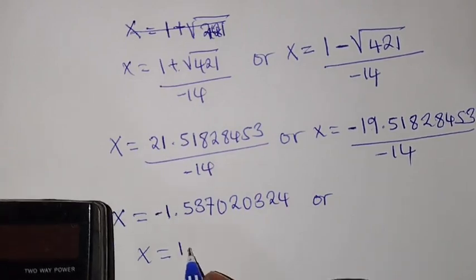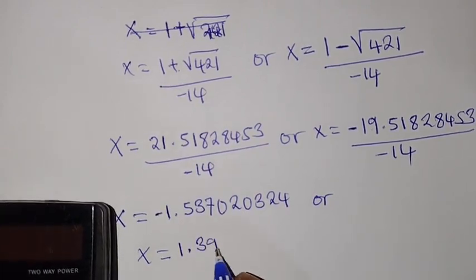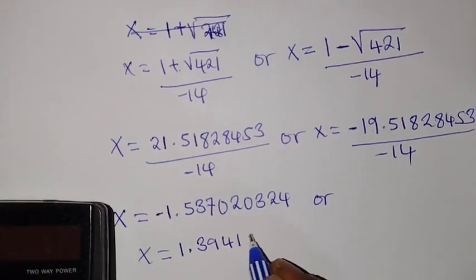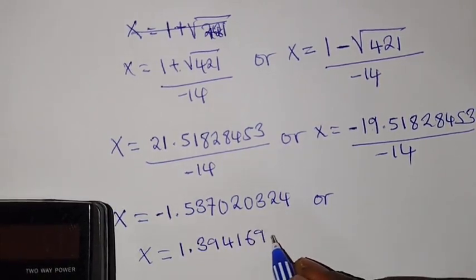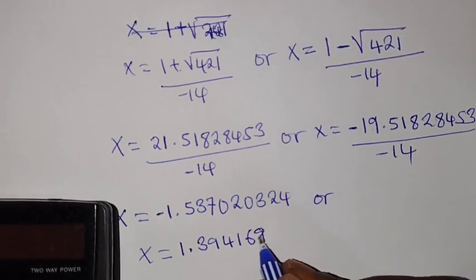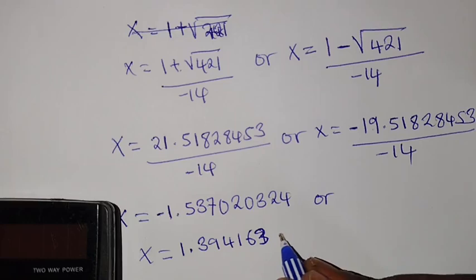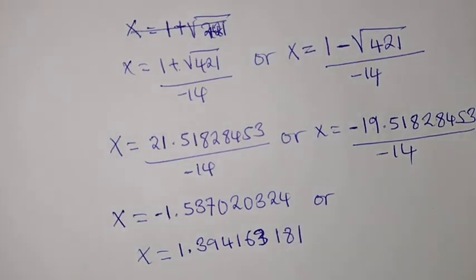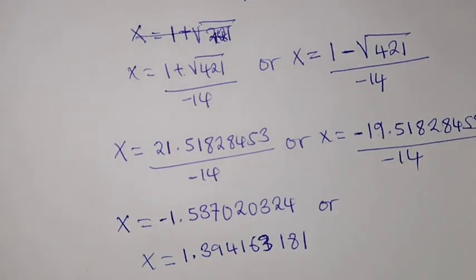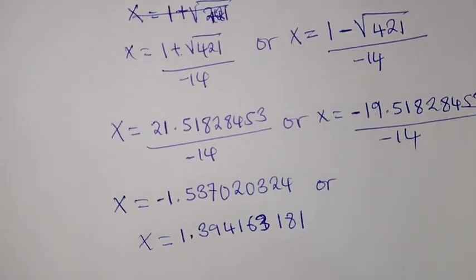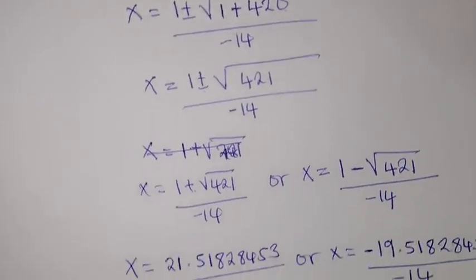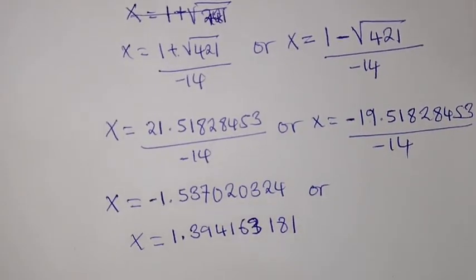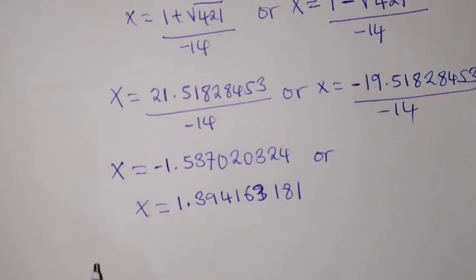So x is equal to 1.394163, sorry, 181. So these are the values that you are getting. Remember the instructions of the question. The question said you should leave our answer correct to 2 decimal places. So we say our final answer.